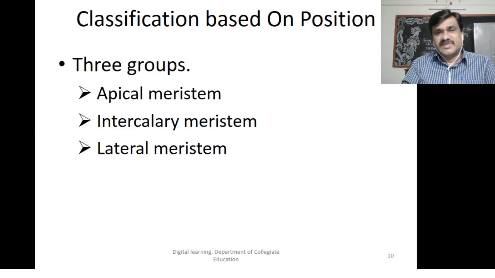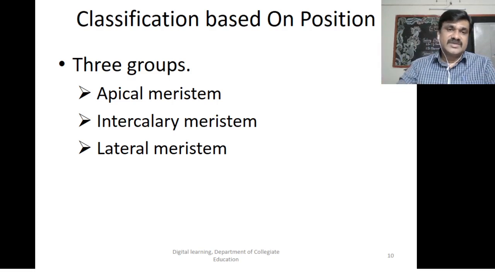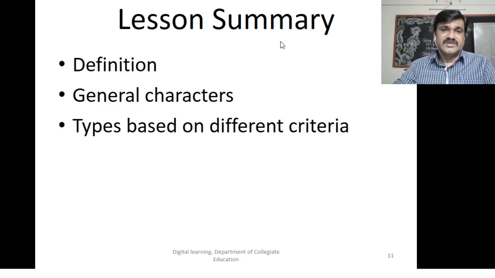So lateral meristems are nothing but the secondary meristems. They are present in the lateral position and undergo periclinal division, adding secondary tissues. By this, they increase the size of the plant body. Examples of lateral meristem are cork cambium, phellogen, etc. Okay.